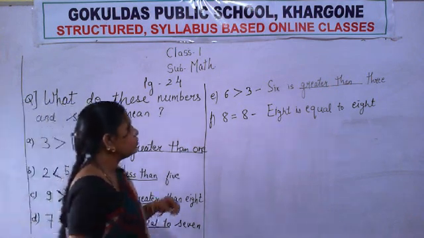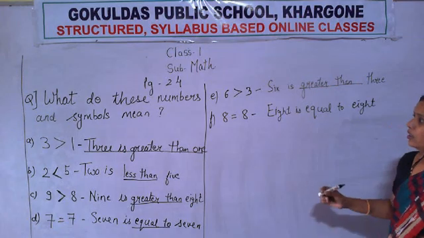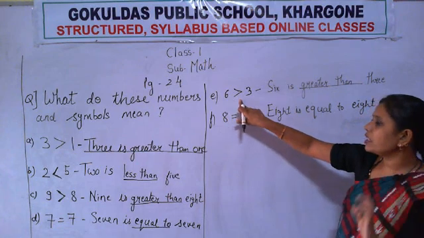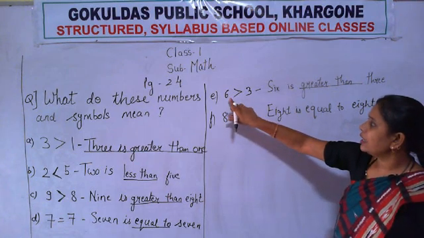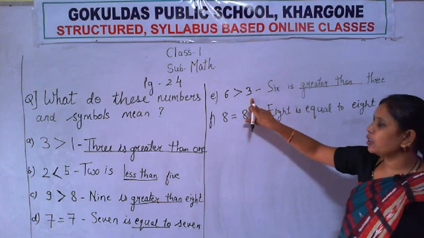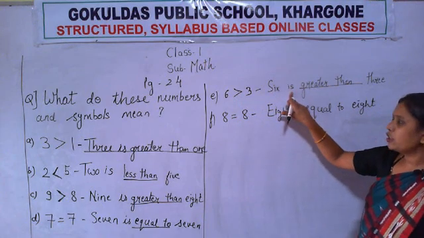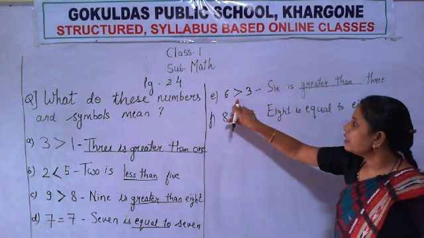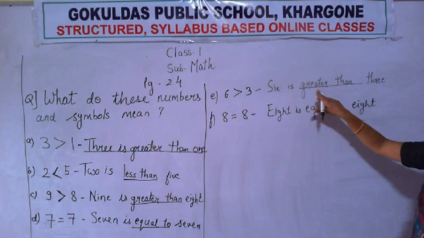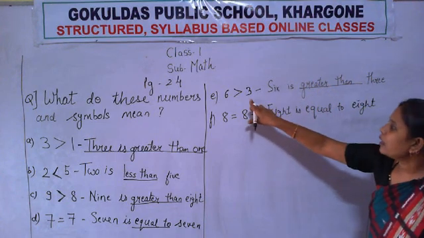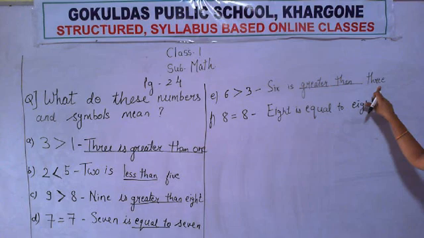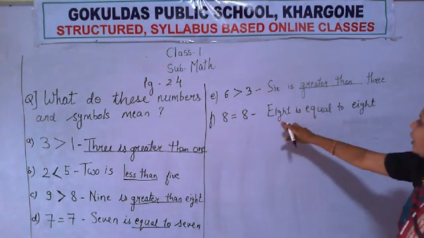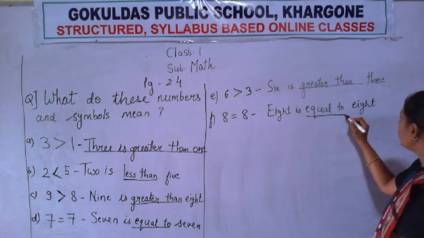Now see the next question. E. Which number is this? 6. And what is the symbol? This is the symbol of greater than. 6 is greater than 3. Okay. So 6 is already written. What do you have to write? You have to write the name of a symbol. So which symbol is this? This is the symbol of greater than. So you have to write here greater than, and number 3 is already written. Now the last, 8 is equal to 8. Okay. So 8 is equal to 8.